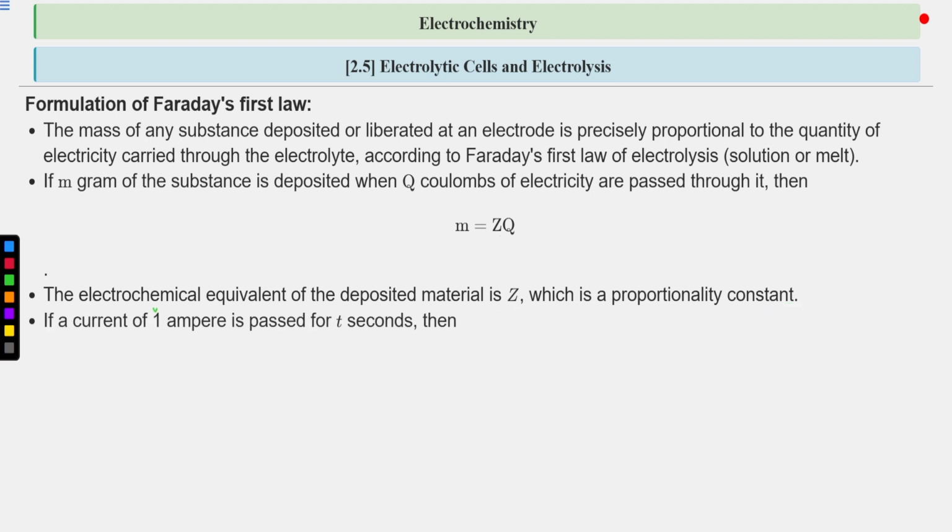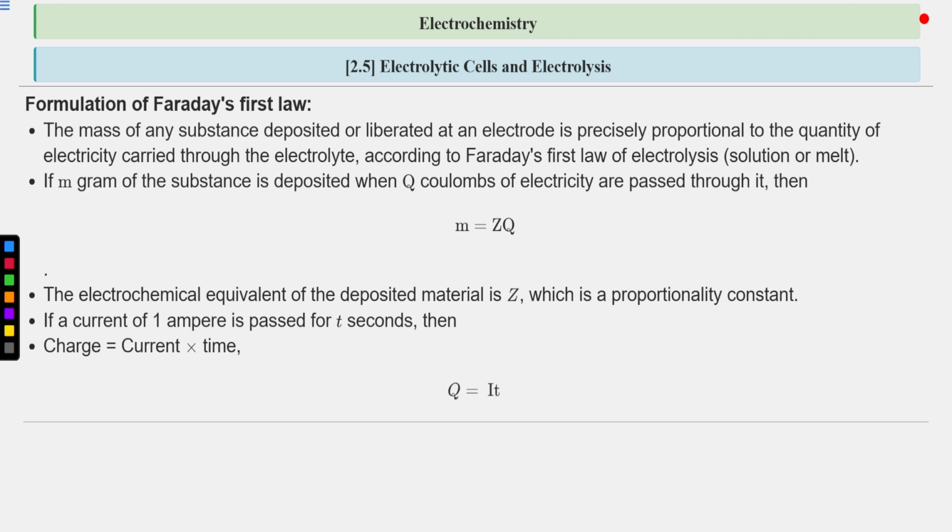Now if a current of 1 ampere is passed for t seconds, then the charge is equal to current times time. This we know: Q, that is charge, equals current, meaning I, multiplied by time, meaning small t.